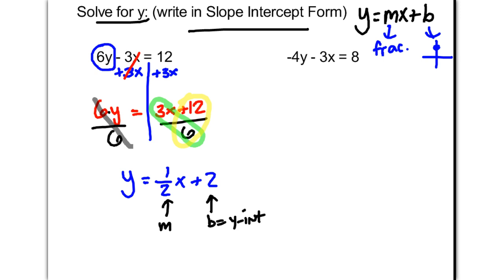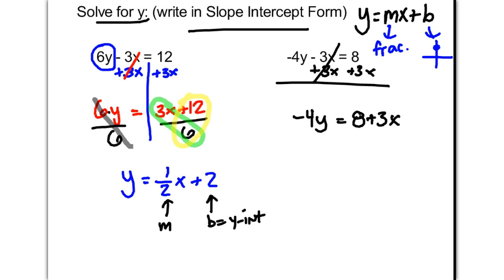Okay. Next equation, same type of process. We've got to get the y by itself, so we're going to get rid of our x term, which happens to be the negative 3x again. So when we do that, we're going to add 3x to both sides, and that gives us negative 4y. And we can write this as 8 plus 3x, or 3x plus 8. Now dividing by negative 4 on both sides, we've got to get that y by itself. Those cancel out and give us y.